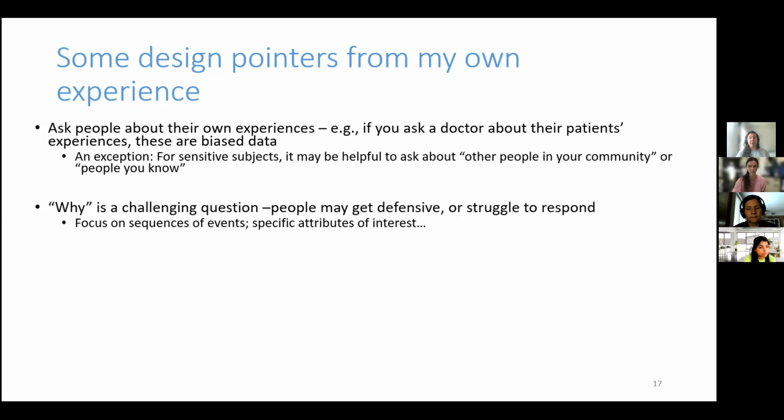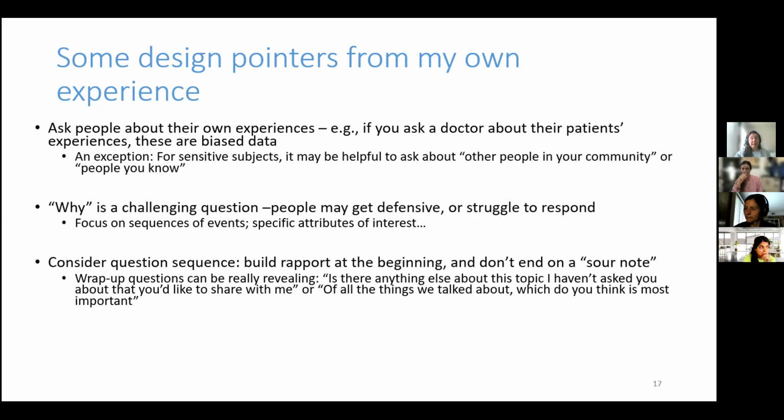So I would encourage you, if you're writing an interview guide and you see you've written down a why question, to pause and take a step back and think about what you're really wanting to know. Do you really want to know a sequence of events? If that's the case, then write your question so that it's about the sequence of events. Do you want to know about specific attributes of interest? If so, unpack that question. It might take two or three questions for you to get there, but unpack what you mean by why and ask the question in a different way so people don't get defensive and they're more easily able to give you the sorts of information that you're looking for.